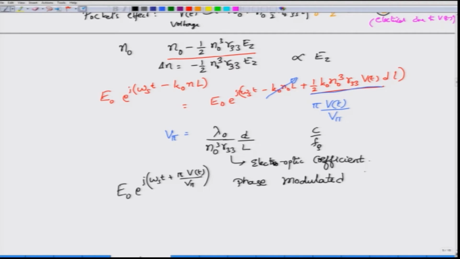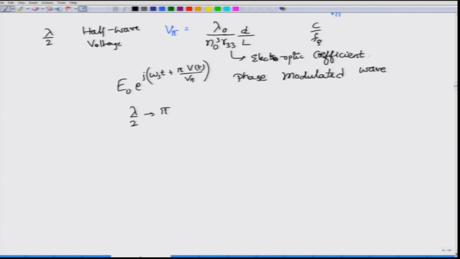So, this is a phase modulated wave, right, and when V of t is equal to V pi, the total phase shift will be equal to pi. So, that is why this V pi is called as half wave voltage. You might wonder why there is this half wave. Half wave simply means lambda by 2, and we know that lambda by 2 corresponds to a phase shift of pi, because lambda corresponds to a phase shift of 2 pi, lambda by 2 corresponds to a phase shift of pi. So, this is called as half wave voltage.